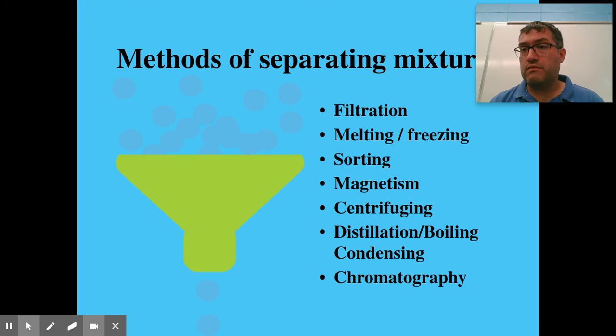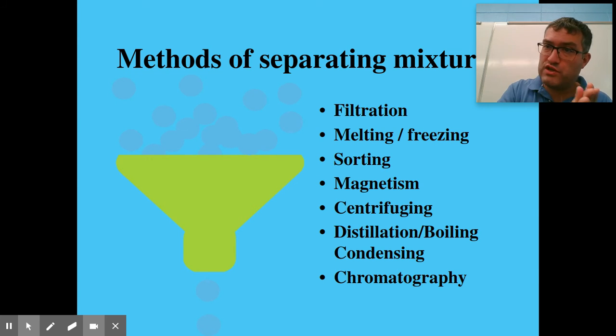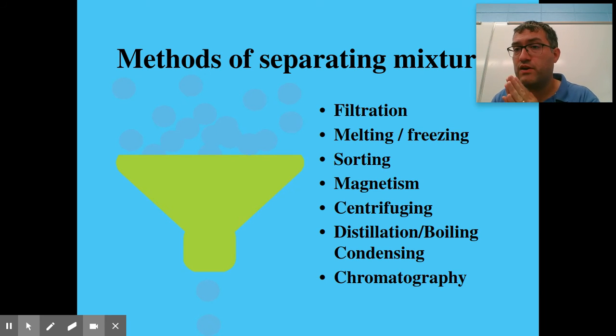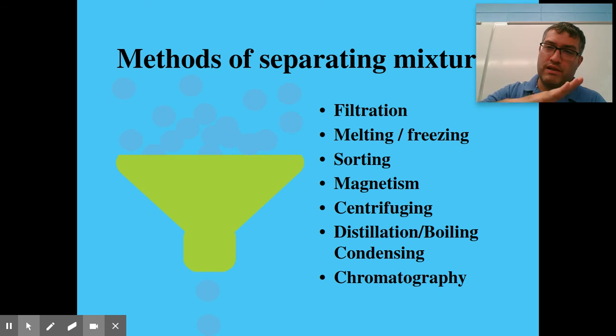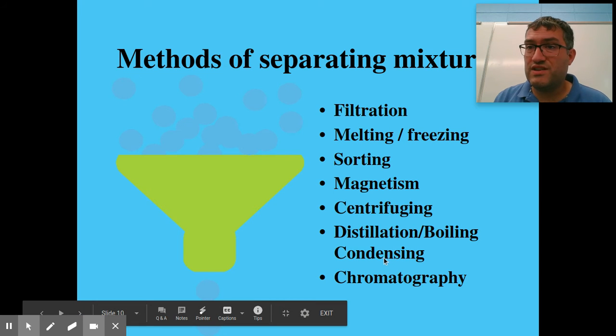We can melt or freeze things. You can sort it, so you can pick out the things, if they're big enough to do that with. You can use a magnet if something's made out of iron. You can centrifuge it, which means to spin it really fast so the solid gets pushed down towards the bottom. It's like what they do when they take a blood sample at the doctor's office. They centrifuge it to get the red blood cells separate from the white cells, from the platelets, from the liquid plasma on the top. If you have two liquids, you can distill them.